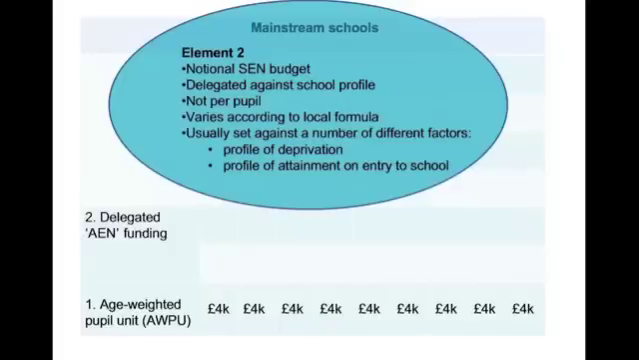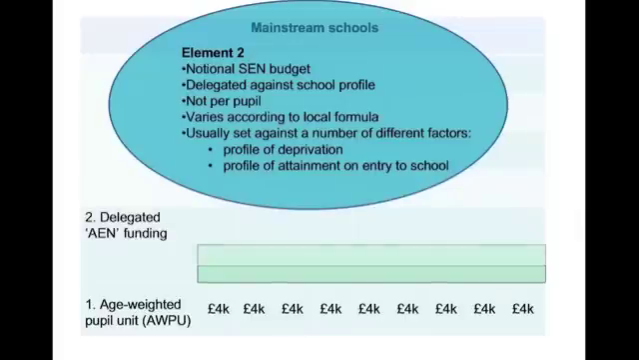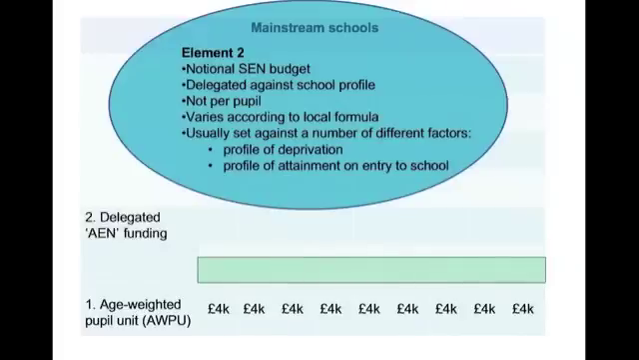So here's a school with an allocation across all their pupils. Here's a school with a lot more money allocated against their pupil factors. So that's, as I say, deprivation and profile of attainment on entry. And here's a school which has got an amount of funding that's somewhere in between the two. And that's the school we're going to look at in a little bit more detail now.